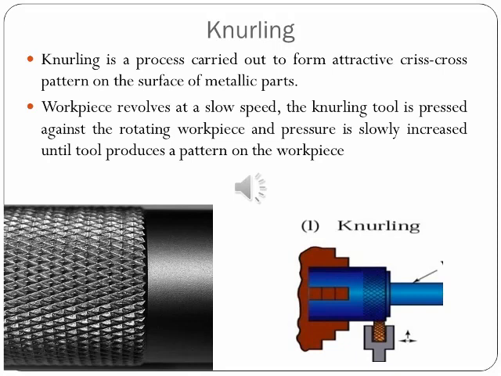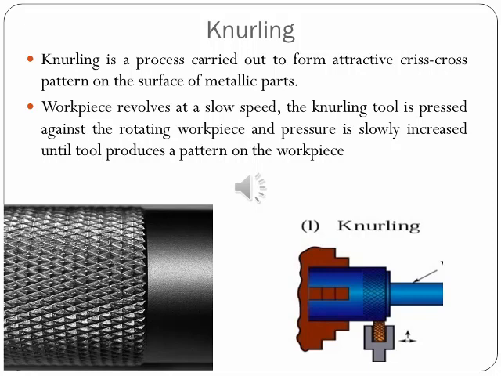The next operation is knurling operation. Knurling is a process carried out to form an attractive criss-cross pattern on the surface of metallic parts. As you can see in the figure below, you can see the knurled part. The workpiece revolves at a very slow speed compared to other normal operations, and the knurling tool is pressed against the rotating workpiece, and the pressure is slowly increased until the tool produces the desired pattern on the workpiece. You can see the knurling tool and what shape it produces.